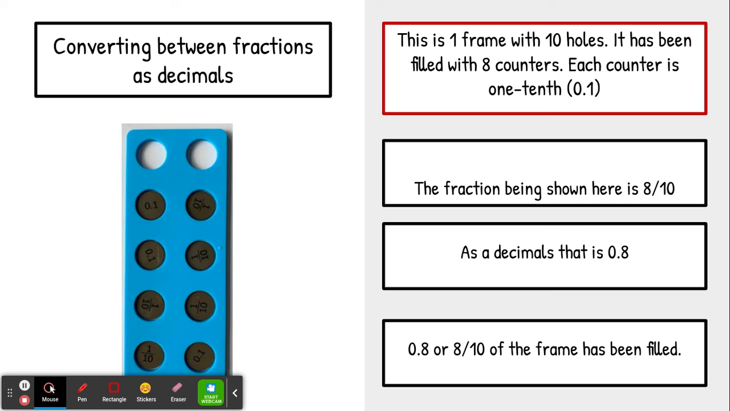Now just think in relation to 1. Now if I added 2 more counters here, it would be 1 complete frame or 10/10. So you're seeing there that 10/10 is the same thing as 1.